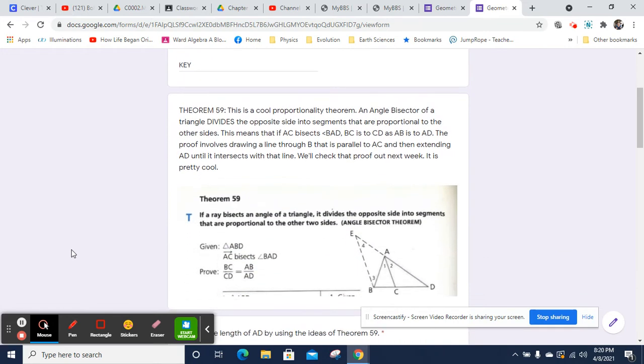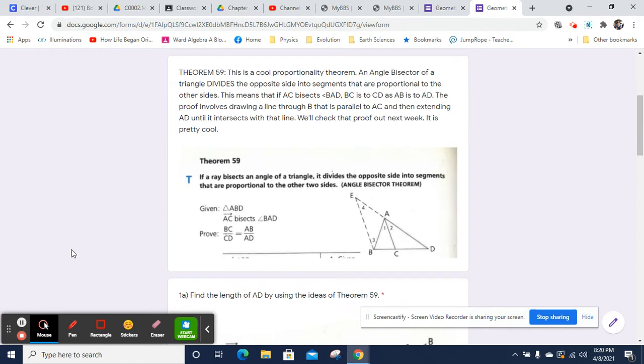And here is a pretty cool proportionality theorem. You want to pay attention to this one. We'll come back to proving this theorem later, but it's kind of a neat proof. This is the angle bisector theorem. You want to put this one in your back pocket because you'll be using it a lot in the future.